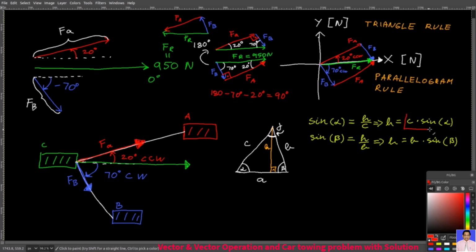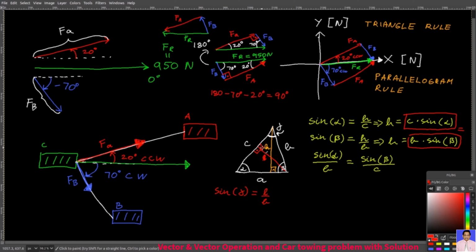But that means that this one and this one, they are equal to each other. And so if I want to, I can rearrange their relationship like this. Sine alpha over B equals sine beta over C. Then what I will do, I will draw another line here, which is perpendicular to C, and I'm going to call this line L. And so now I can write sine gamma, which is this angle here, it's L over B, because you have your right triangle here.